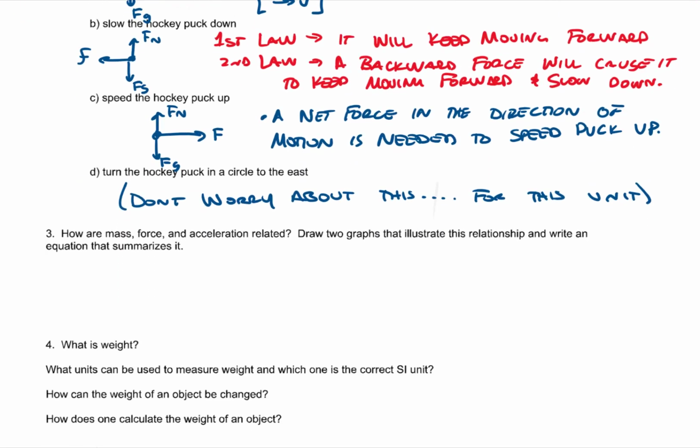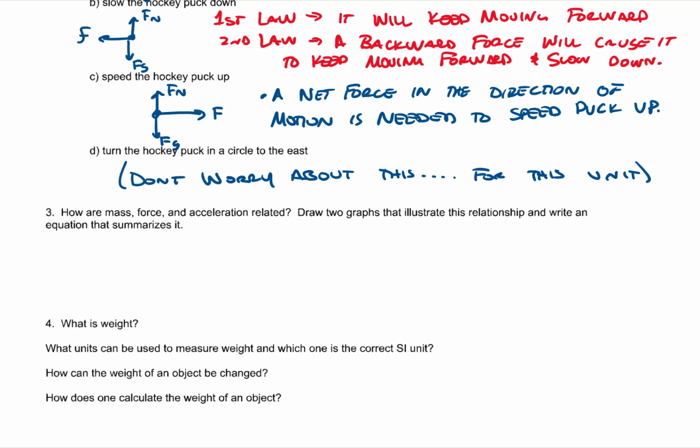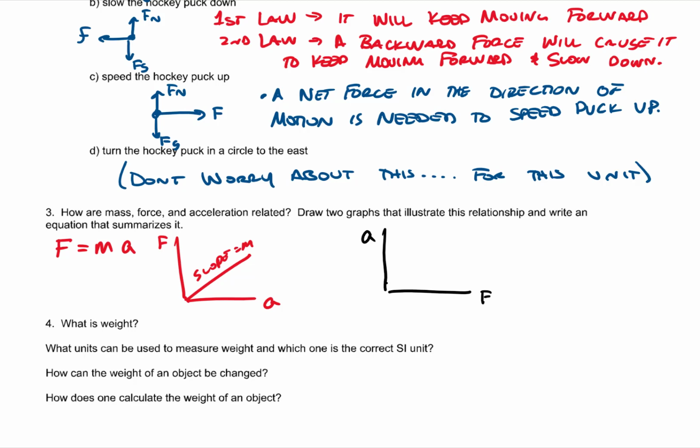Now, how are mass, force, and acceleration related? Draw 2 graphs. Well, the equation that I have that relates them is net force equals mass times acceleration. So one of my graphs can be the force of the object versus the acceleration. The slope of that graph is going to be the mass. The other graph, we can do acceleration versus force. That we see a weird kind of hyperbolic graph. I don't really have a slope. The slope of that is 1 over the mass.